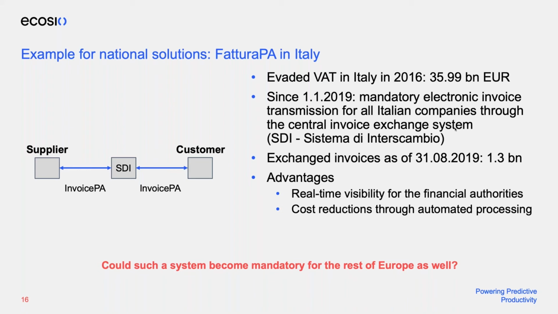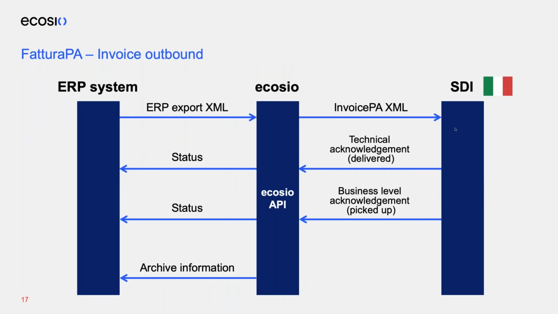So how does such a communication look? An ERP system sends, for instance, an ERP export format to a service provider such as Ecosio, who converts the file and then forwards it to the SDI system. There are two types of acknowledgements being returned, the technical acknowledgement as well as a business level acknowledgement, and archive information can also be fetched from the service provider then.